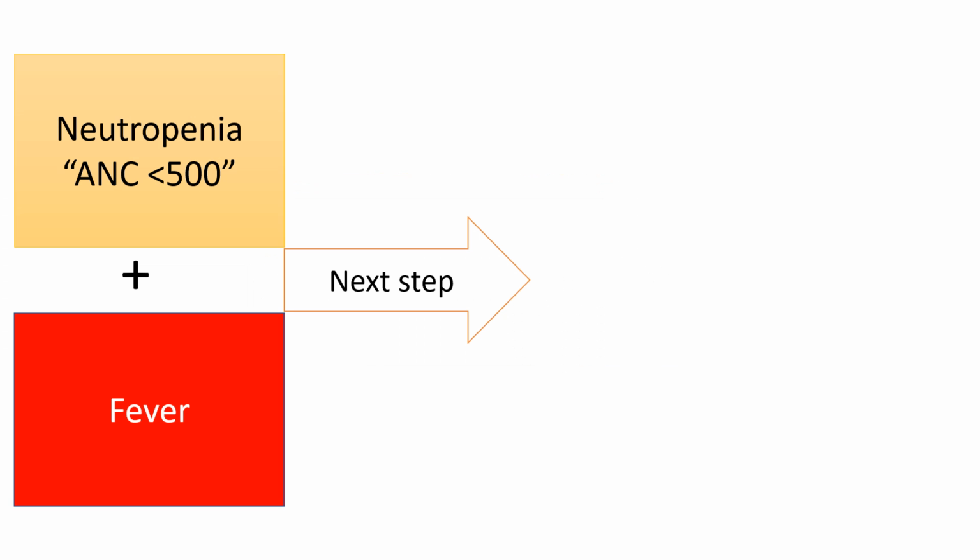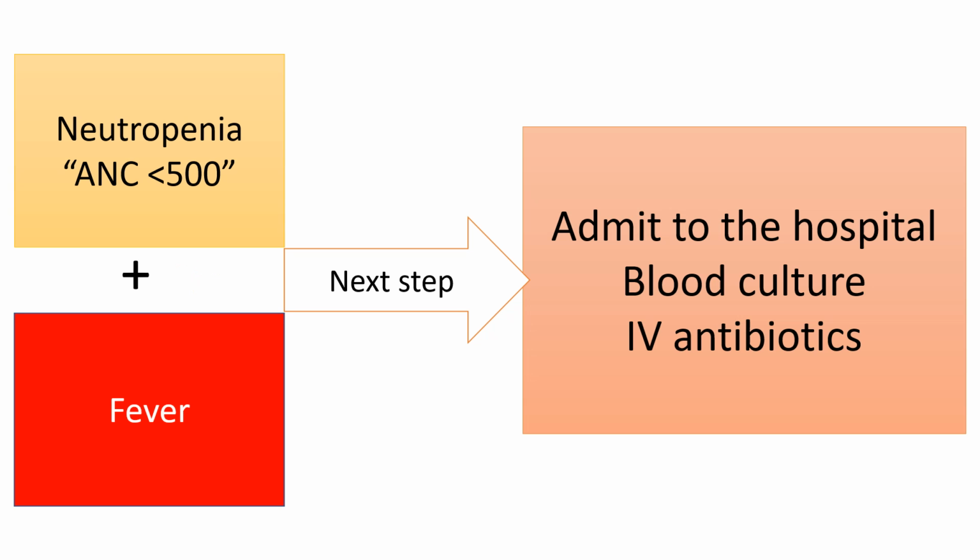Neutropenia, ANC less than 500 plus fever. What is the best next step? Admit for blood cultures and IV antibiotics.